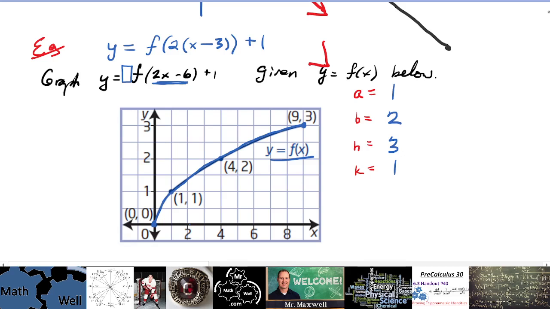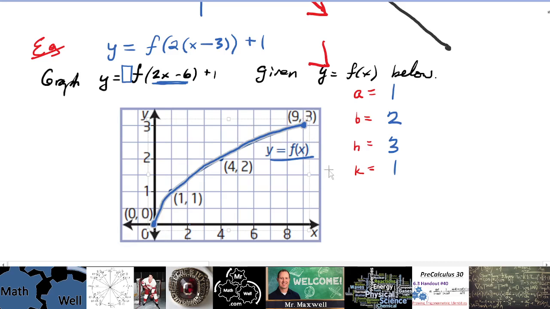Let's move to B. So B is 2, so is the graph going to stretch out wider or get crunched in, compressed a bit? Yeah, it's going to get crushed in by a factor of 2. No, not wider, it's going to go narrower because it's a B. So it's going to be compressed by a factor of 1 over 2.